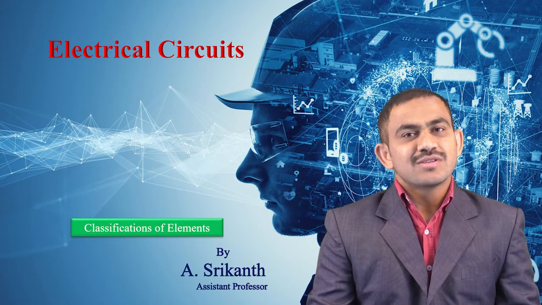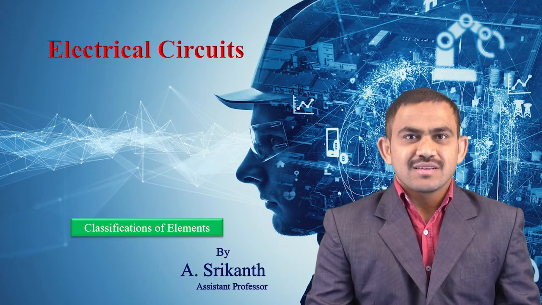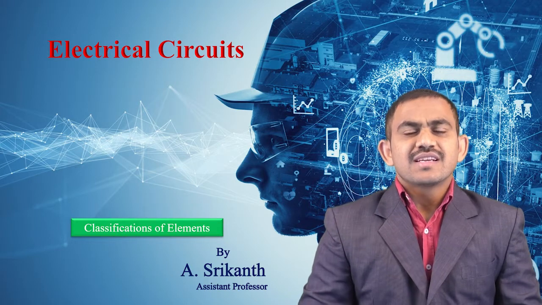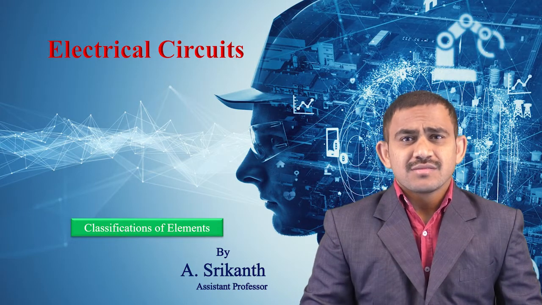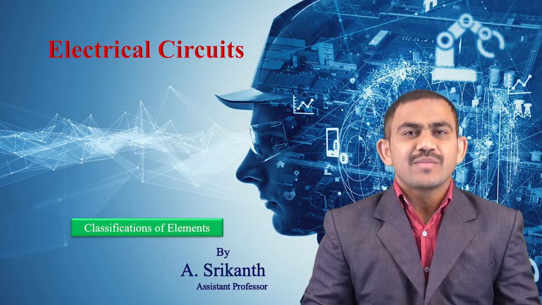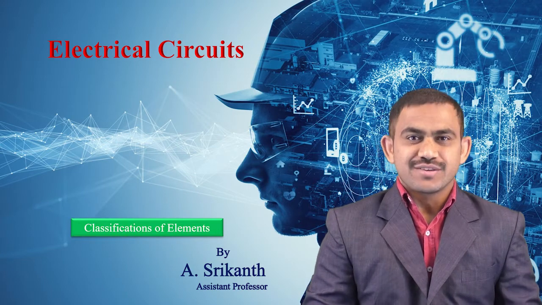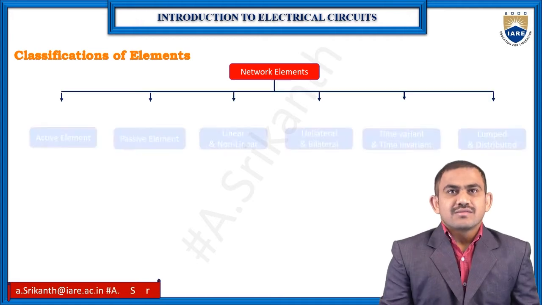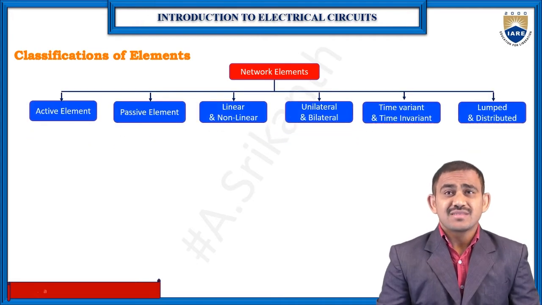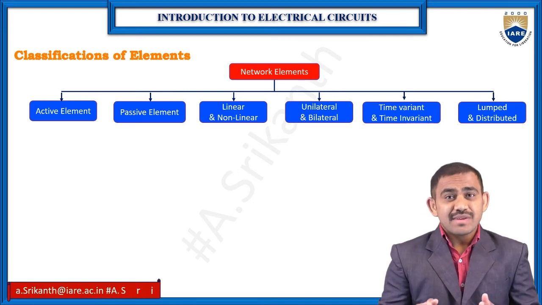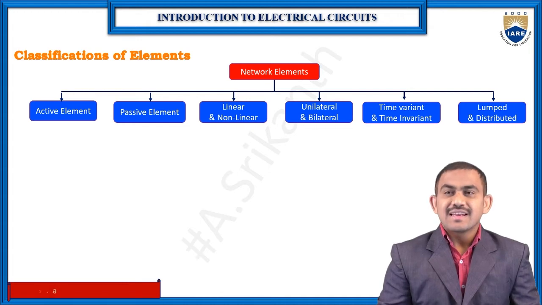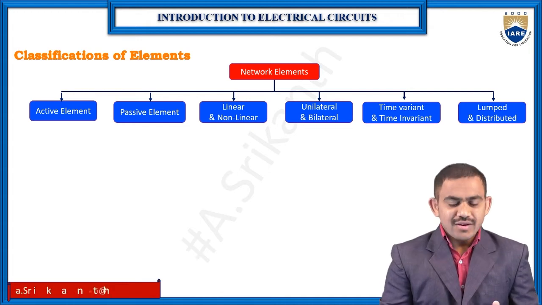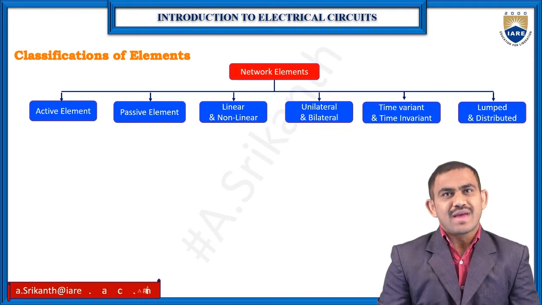Now, we'll discuss classification of elements in electrical circuits. Generally, we have different types of elements. Now, we'll discuss a few elements which are related to electrical circuits. Network elements are classified into active elements, passive elements, linear and non-linear elements, unilateral and bilateral elements, time variant and time invariant elements, as well as lumped and distributed elements. So we have a few different types of elements.